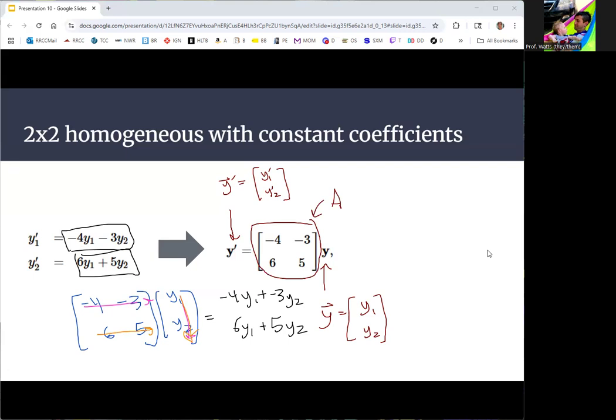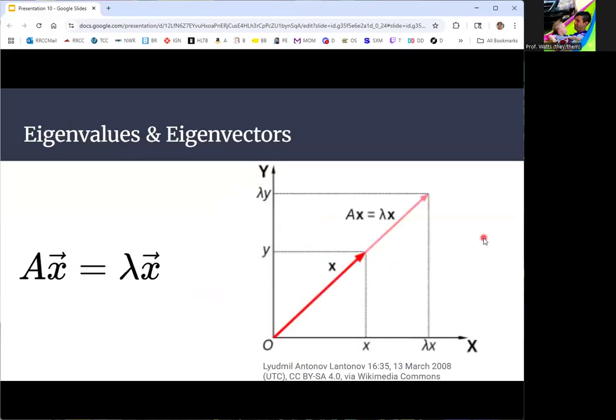So then you could write it in a more compact form as the vector y prime equals the matrix A times the vector y. In order to solve the system, we need to deal with eigenvalues and eigenvectors. And this is going to be a very terse explanation of those.